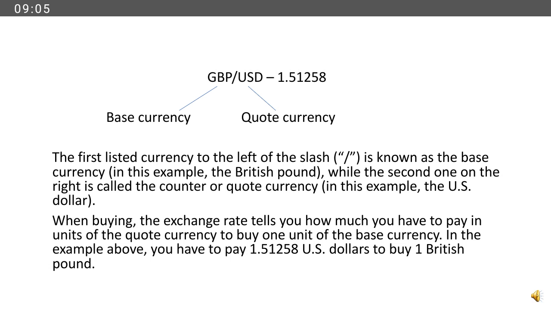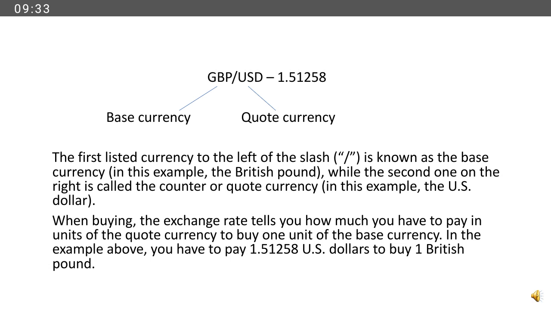What does it mean? It means for you to get one Great Britain pound, you need $1.51258 to get 1 Great Britain pound. That's what it means.